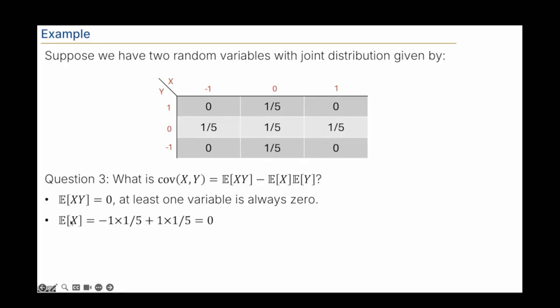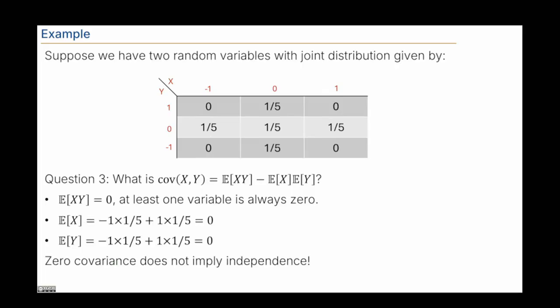What about the expectation of x? That's going to be minus 1 times the fifth plus 1 times the fifth equals 0. Why is there no 3/5 in here? Because it's 0 times 3/5, so I didn't put that one. Likewise, the expectation of y is 0. So this covariance ends up being 0 minus 0, which is 0.